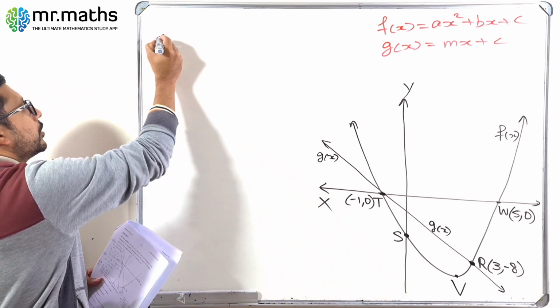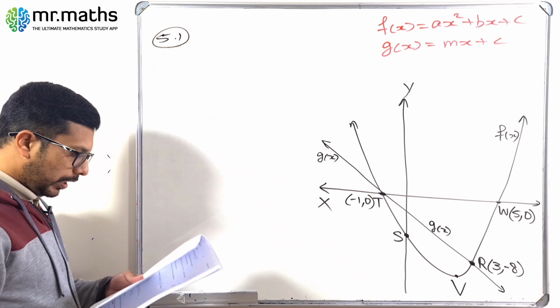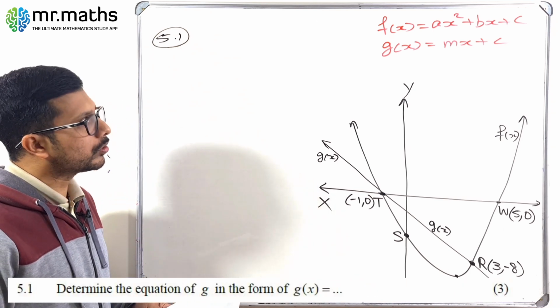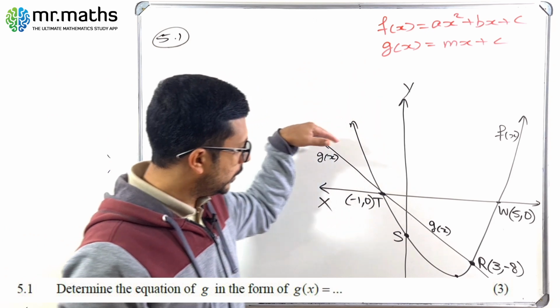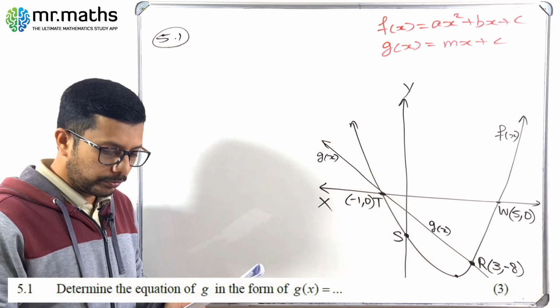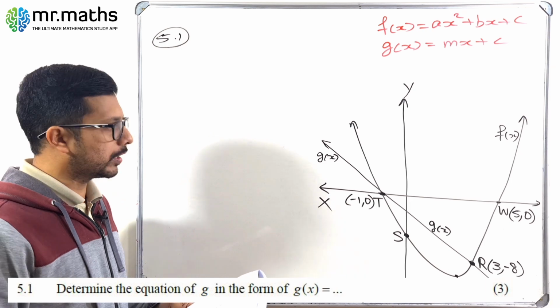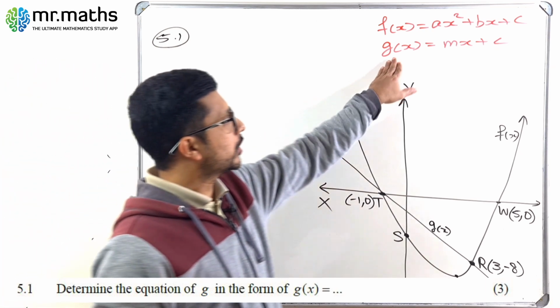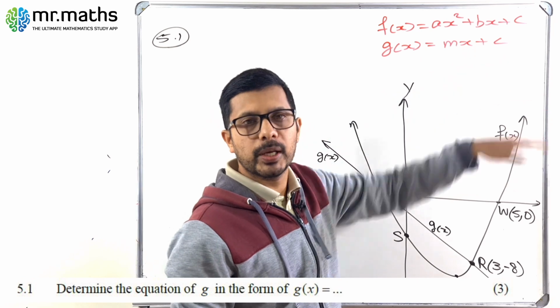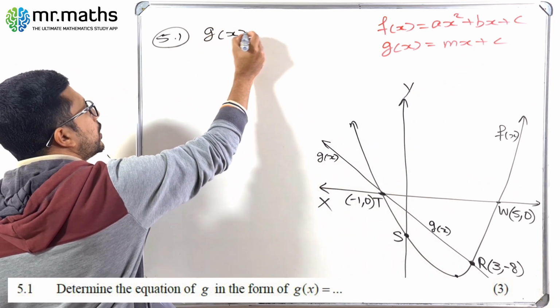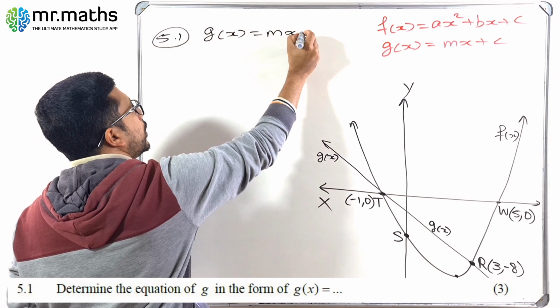What is the first question? 5.1. Determine the equation of g in the form g of x. You have to find the equation of g. G means this straight line. Am I right? So you have to find the equation of g of x, that straight line graph. Okay. So what is the general equation given? G of x is equal to mx plus c. So the general equation given is g of x is equal to mx plus c.